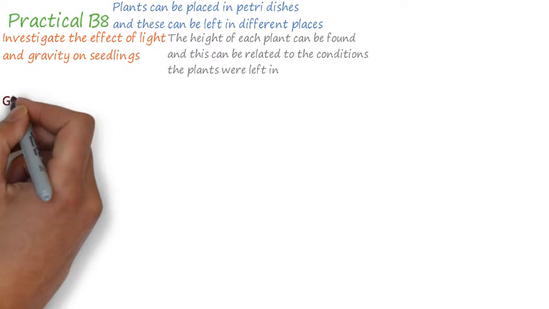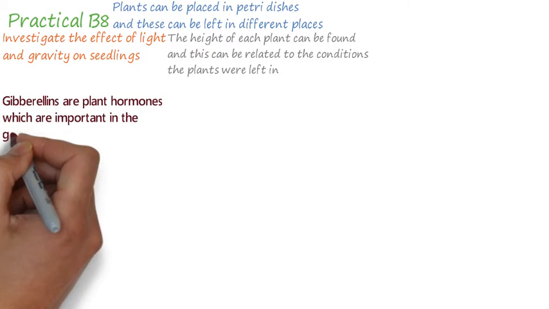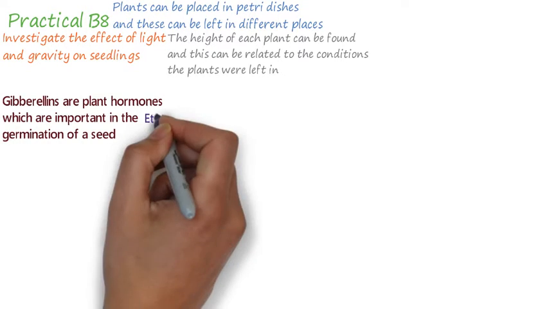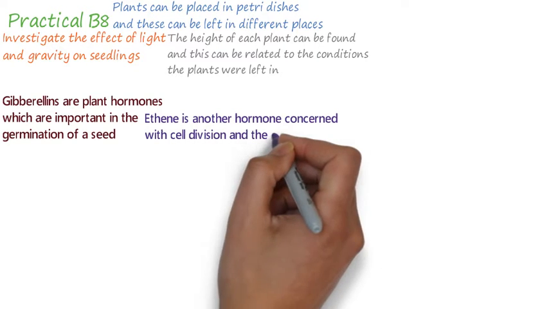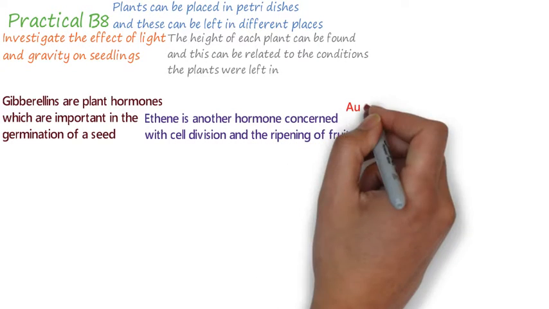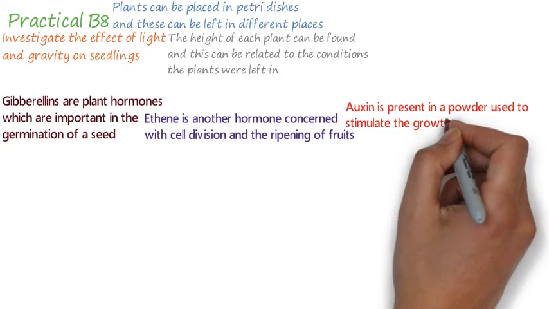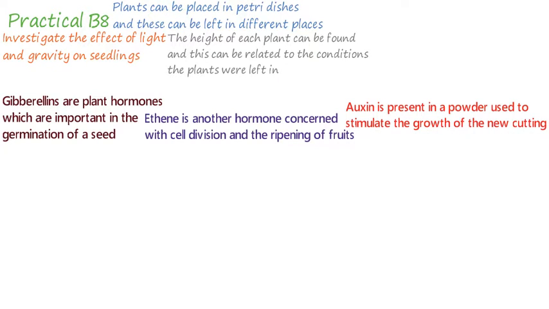The rest of the video is now higher tier content. Gibberellins are plant hormones which are important in the germination of a seed. Ethene is another hormone concerned with cell division and the ripening of fruits.